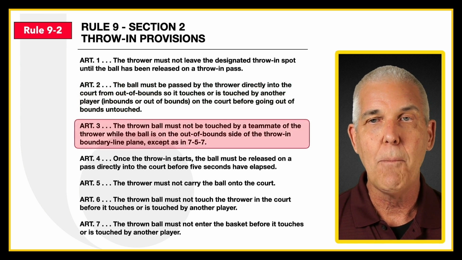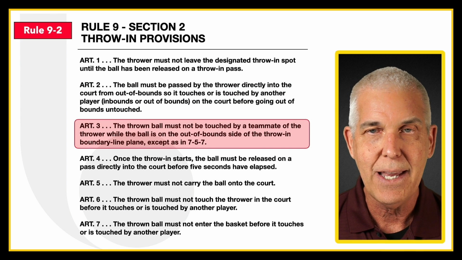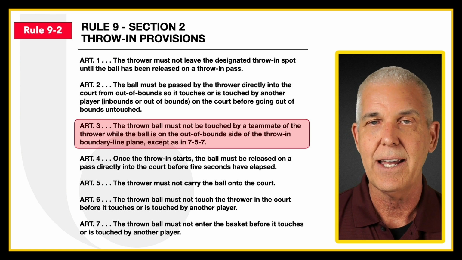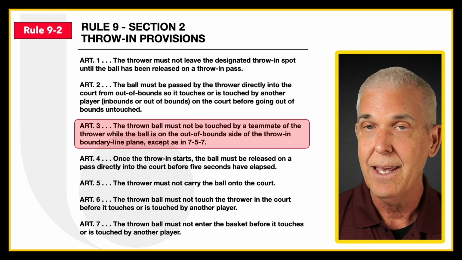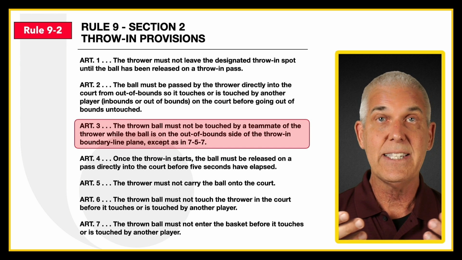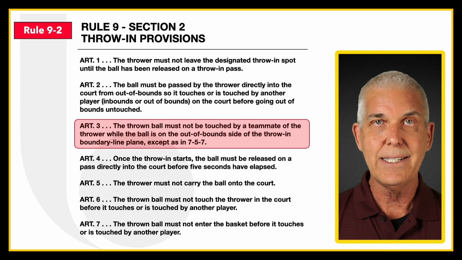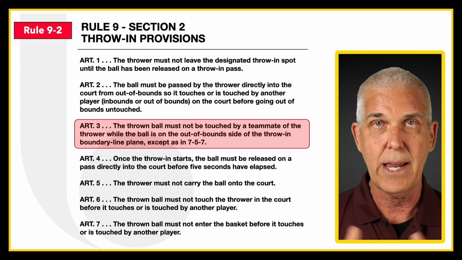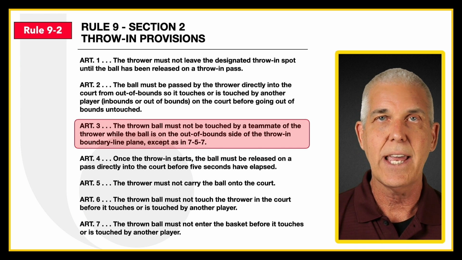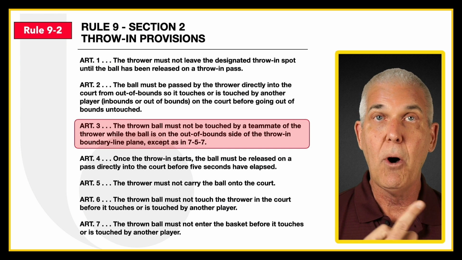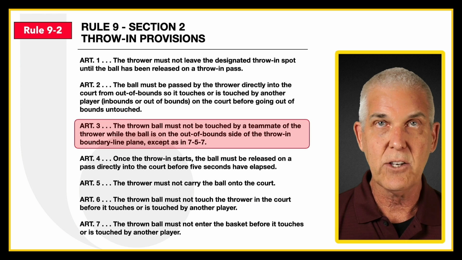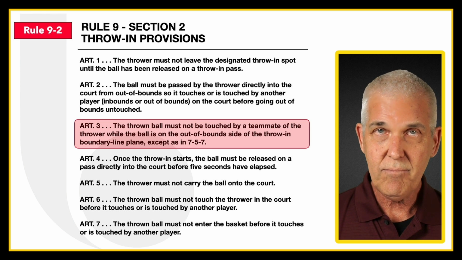Article 3, the thrown ball must not be touched by a teammate of the thrower while the ball is on the out-of-bounds side of the throw-in boundary plane, except as in 7-5-7. 7-5-7 allows a teammate of the thrower after a made goal to be out of bounds and receive the ball thrown by a teammate out of bounds after a made goal only.